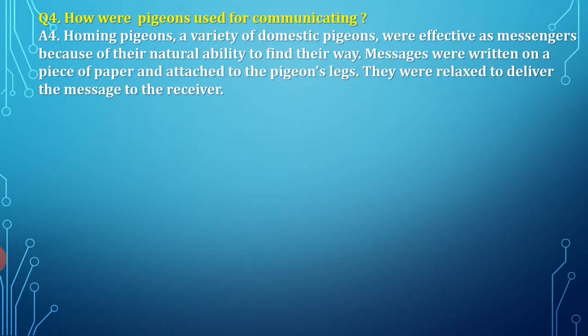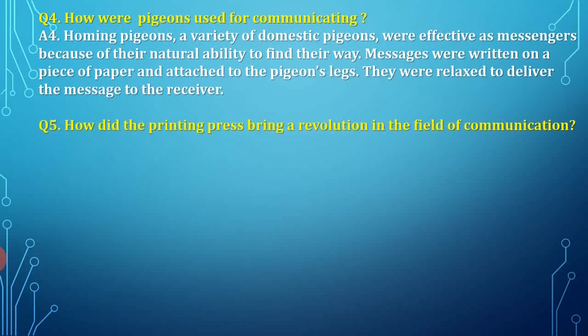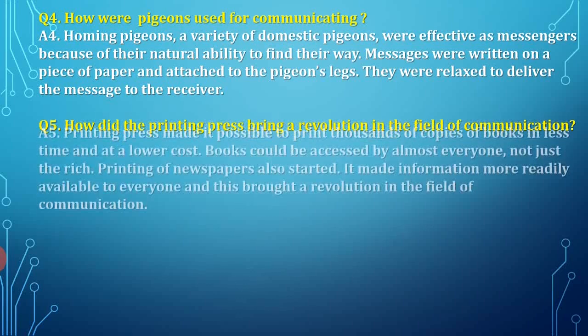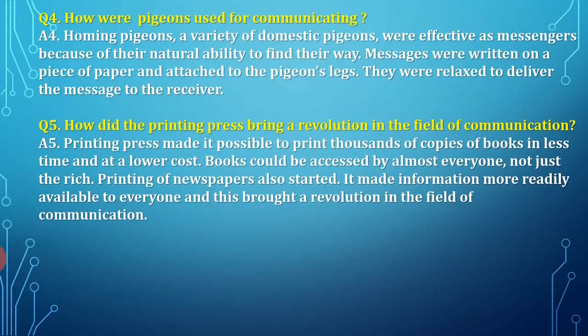Now, question number 5. How did the printing press bring a revolution in the field of communication? Write down the answer, children. Printing press made it possible to print thousands of copies of books in less time and at a lower cost. Earlier, children, when the printing press was not there, they used to write it and make a book. So that book was very costly. It was not possible for every human being to purchase that book, children.